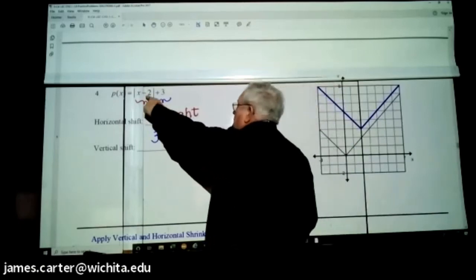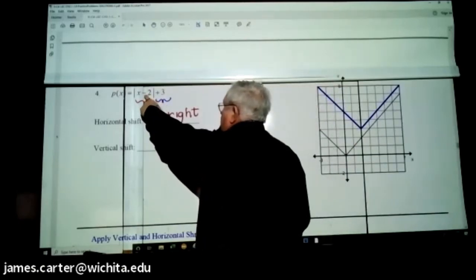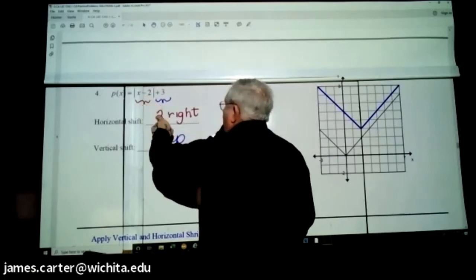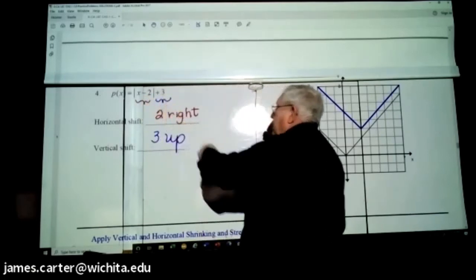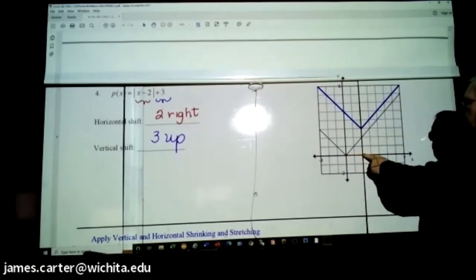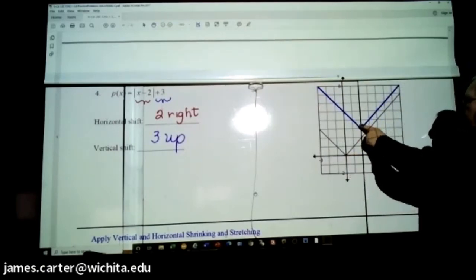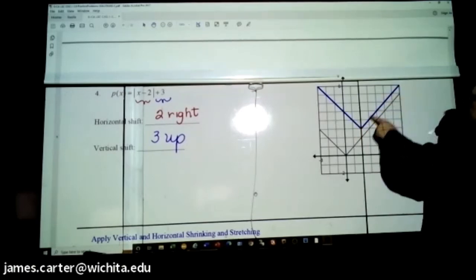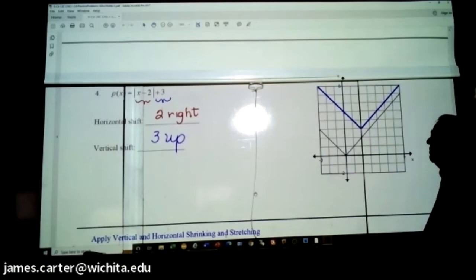So this minus 2 is going to shift it 2 places to the right, opposite of the sign. And then the 3 will shift it up 3. So from here we go over 1, 2, and up 3. And then basically draw the same graph shifted up with that new vertex.